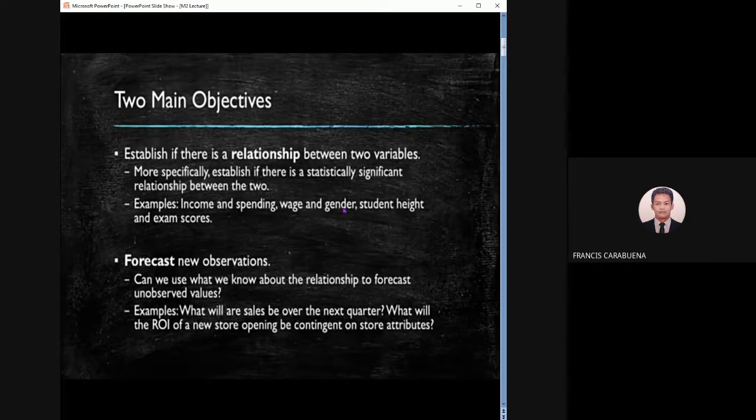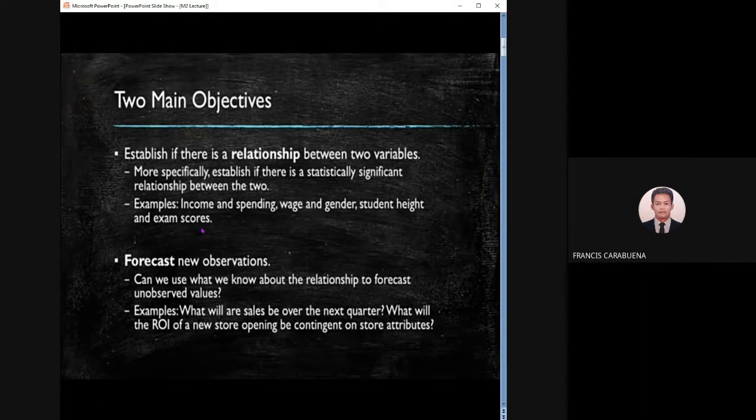Okay, and another example that I hope you find odd is the relationship between students' height and students' exam scores. We should expect no relationship to exist, and we can use regression models to test that.